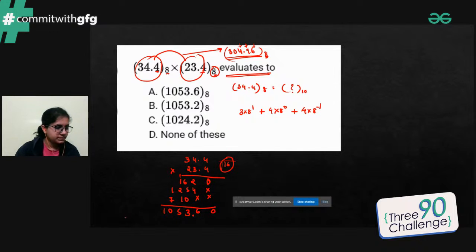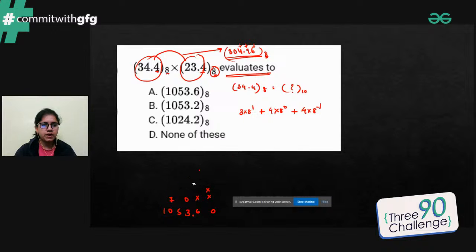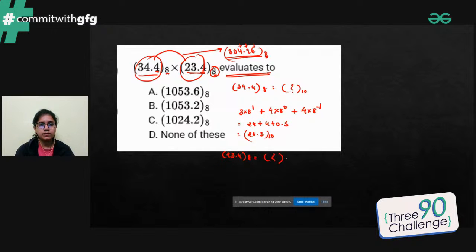Yes, so let's try this for Vijay. Let's try the conversion part for Vijay. As we were converting this, what is the answer for this? The answer is 24 plus 4 plus 0.5, and it will be 28.5 decimal value. So this value we converted into the decimal form. Now it's time for this one. So let's do 23.4 base 8. Let's convert this into the decimal form.